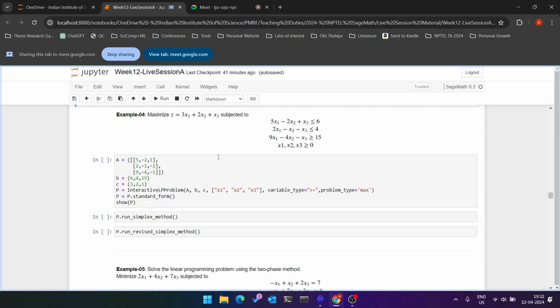Okay, if there are no doubts here, we move on to the next example. Example number 4. We have been asked to maximize the cost z equal to 3x1 plus 2x2 plus x3, subject to the constraints given below. 5x1 minus 2x2 plus x3 less or equal to 6. 2x1 minus x2 minus x3 less or equal to 4. 9x1 minus 4x2 minus x3 greater or equal to 15. And x1, x2, x3 are non-negative.